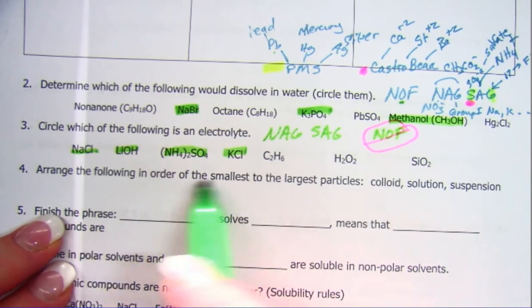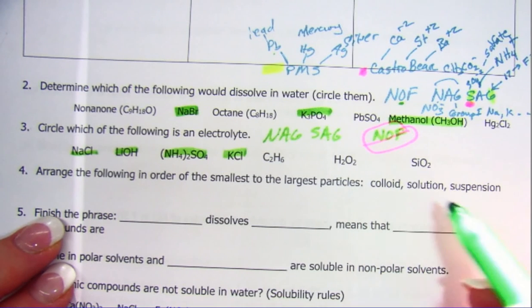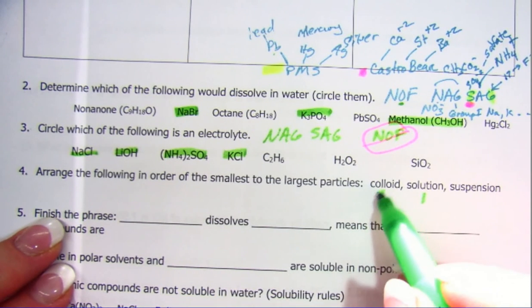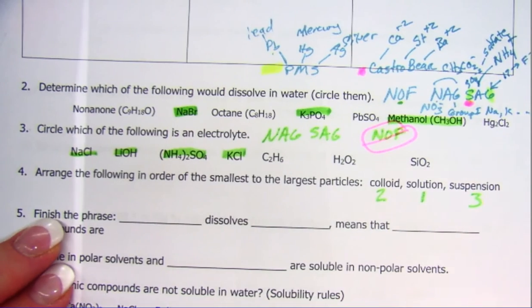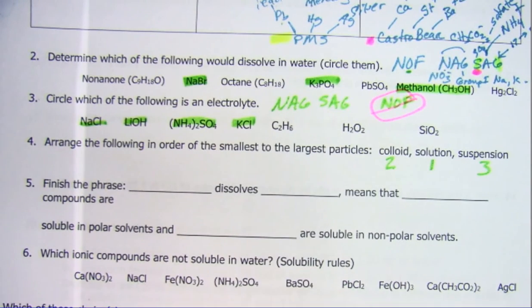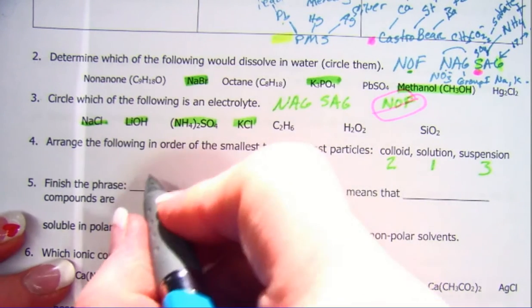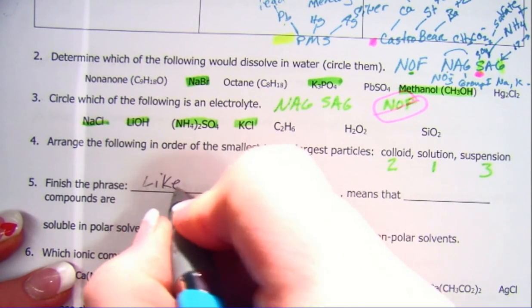And then when we look at these right here, we also talked about this above. Solutions are the smallest, then colloids, and then suspensions. And then we're going to finish the phrase here. Like dissolves like is the phrase here.